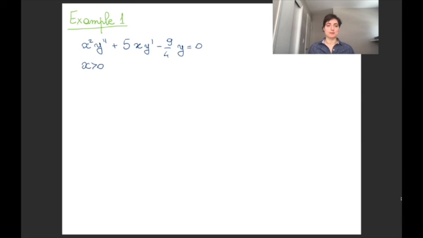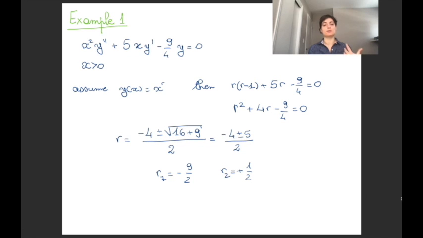Let's look at an example of what happens when we have this situation in which our equation on the power of x has two distinct roots. So let's look at this case of the Euler equation. We have x squared y second plus 5x y prime minus 9 over 4 y equal to 0. And we're looking at a situation in which we want to solve around x equal to 0, but we're looking at x positive. We assume that y of x is equal to x to the r. Then we can write the equation for r: r times r minus 1 plus 5 times r minus 9 divided by 4 equal to 0. We rearrange things. We have r squared plus 4r minus 9 divided by 4 equals 0.